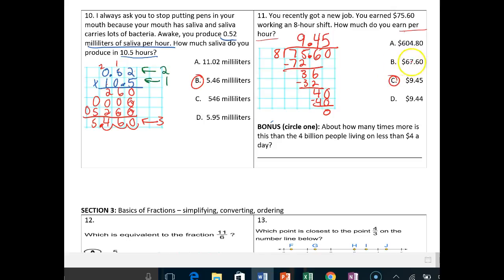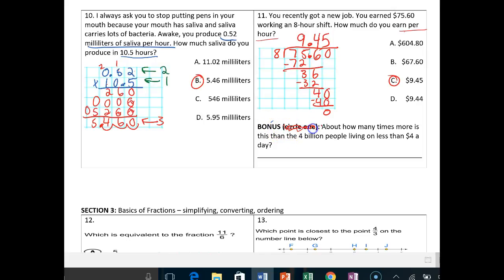Guys, this answer doesn't make any sense, right? This is if I was earning $75.60 an hour, this is how much I would make in an 8-hour workday. All right, so it doesn't make any sense to multiply here because I just want to figure out for 1 hour. All right, bonus, it's at circle 1.